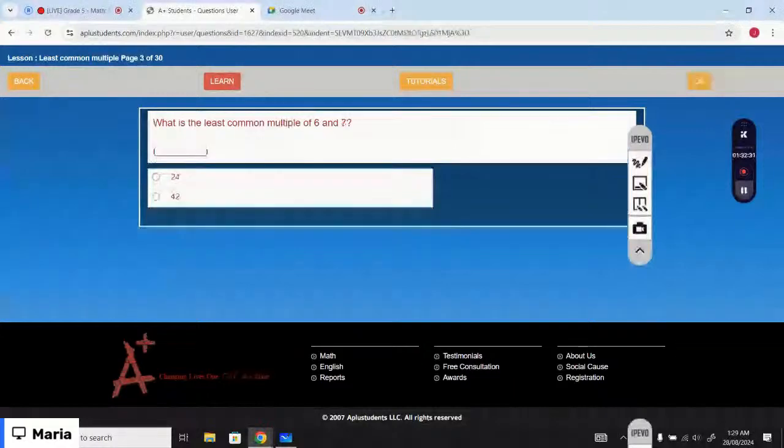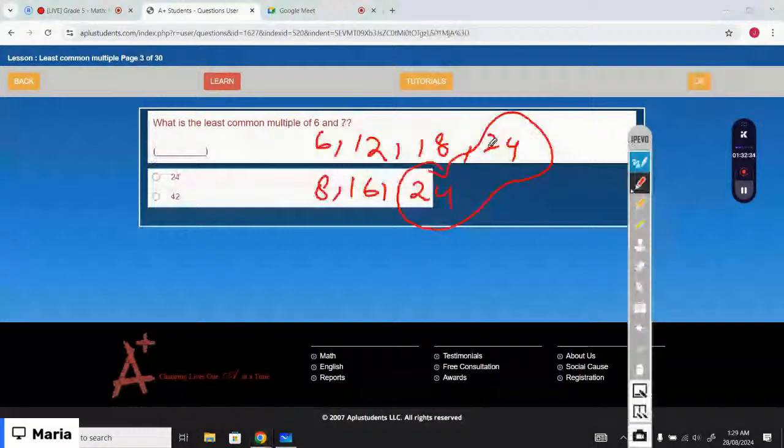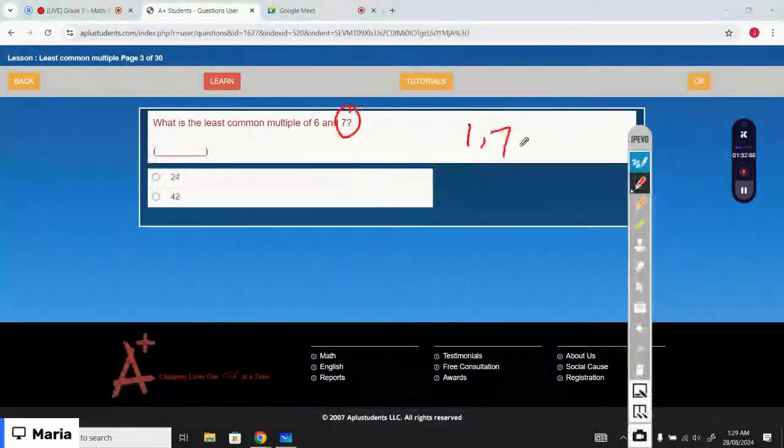Okay, the next one is: what is the least common multiple of 6 and 7? Now 7 is a prime number, right? That means 7 has only two factors, 1 and 7. So 6 and 7 don't have any common factor. So when they don't have any common factor, you can simply multiply them. That's the only common multiple they have. So 6 times 7 is 42.